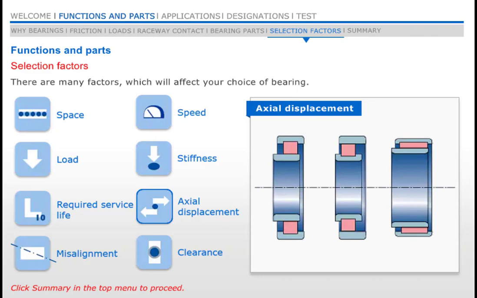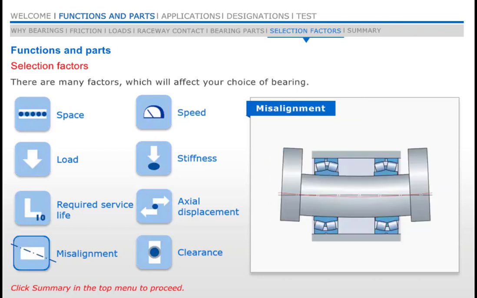Cylindrical and CARB toroidal roller bearings can accommodate a limited degree of axial internal displacement. Where a bearing is likely to be subject to angular misalignment, for example, the shaft might bend due to operating loads, appropriate bearings need to be selected. Self-aligning bearings can accept a degree of operational misalignment and can also compensate for limited initial alignment errors in mounting.